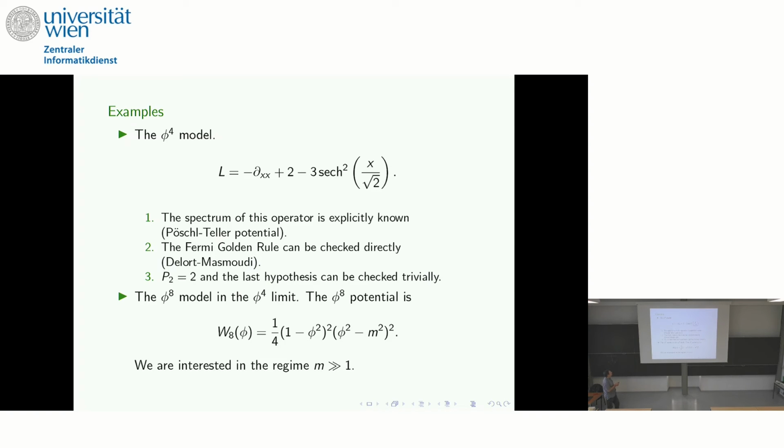So what are the examples? The example is the phi4 model. For the phi4 model, you have an explicit potential. You can calculate everything. The spectrum is known because of the Posch-Teller potential. The Fermi-Golden rule can be checked directly, and that was done by Delort and Masmoudi in their paper or book. You use just complex analysis. We originally just checked it numerically, but it's very straightforward to check it directly. And the P2 potential is 2. And so the last hypothesis of the theorem is trivially checked. So there is no problem.